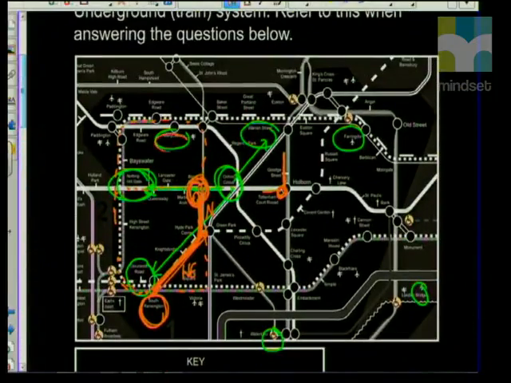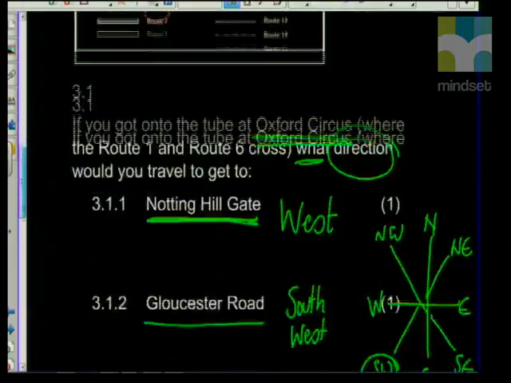Here's Marylebone, and here is Charing Cross. So if I travelled along this line over here, and I didn't count Marylebone, how many circles have I got? There's 1, 2, 3. So on this map, there's 3 different places that I could change trains.